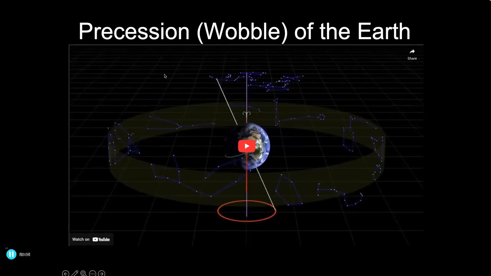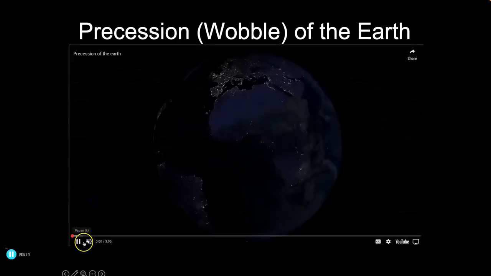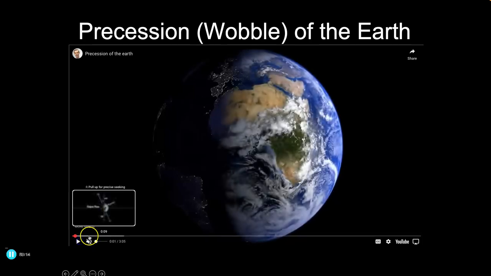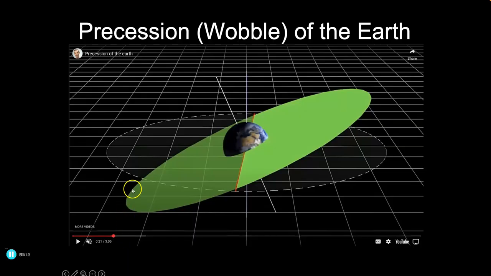The Earth is also doing a third motion, right? The Earth spins. I got a little YouTube video here. Let's fast forward to the part we actually want. Okay. So here is the Earth's rotation axis, right? Here's the North Pole. Here's the South Pole. Here's the equator, the celestial equator out there, right?